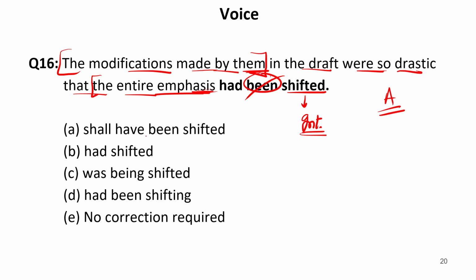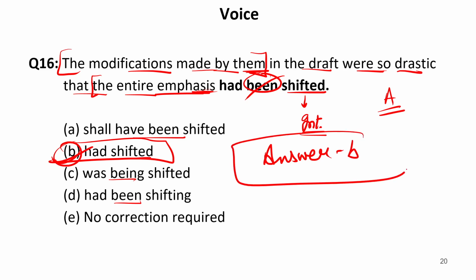Now let us see the options. Shall have been shifted, had shifted, was being shifted, had been shifting. Obviously, had shifted will be the correct answer. So our answer should be B. So the correct sentence will be, the modifications made by them in the draft were so drastic that the emphasis had shifted. So this will be the correct sentence.